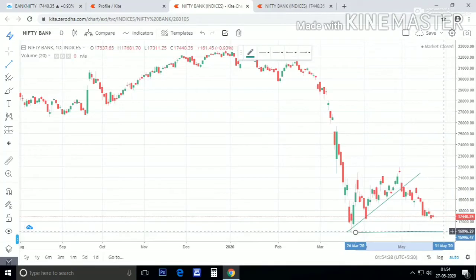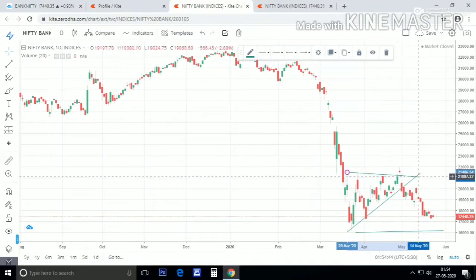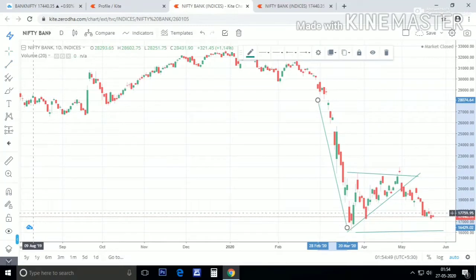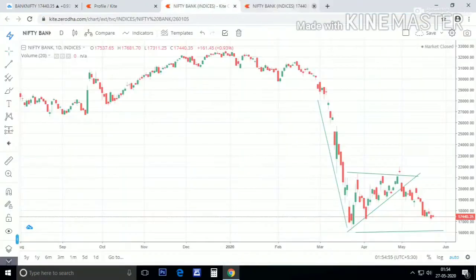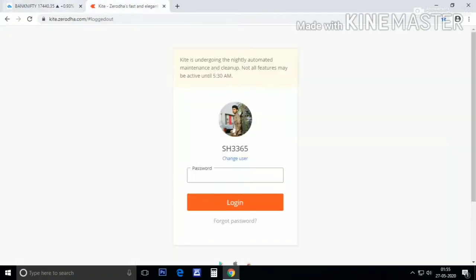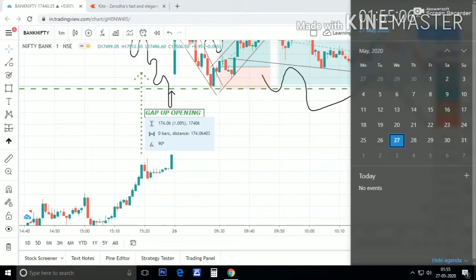I generally use TradingView as a standalone application. TradingView already has its individual application launched in India a few days back, and also the website. So this is the TradingView application, or you may say web-based terminal. For analysis purposes I don't log into Zerodha often. I just do the analysis in TradingView.